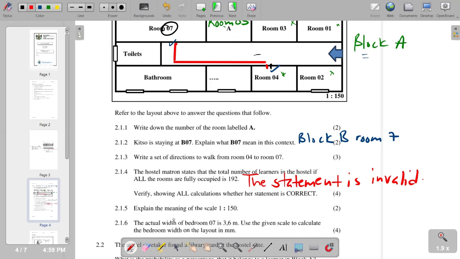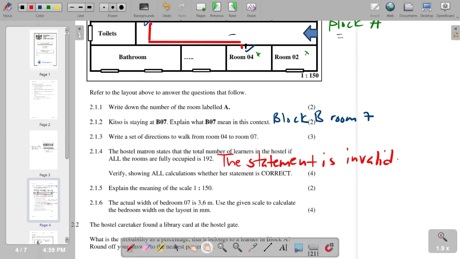Then for the next question, it is: explain the meaning of the scale 1:150 that is indicated. So obviously, what it means is that 1 unit on the layout will represent 150 units in real life. So basically, we are saying one unit on the layout represents 150 units in real life.